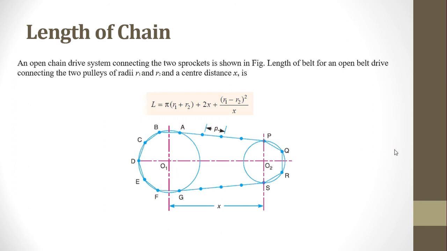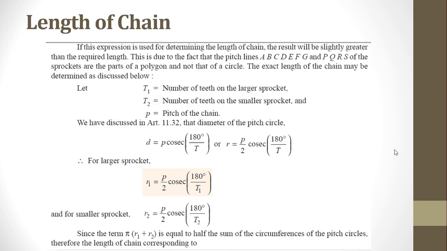Then we have a distance between the two centers O1 and O2. Now from now on we will derive the different terms. This is the master equation that we will be using for finding the length. Let's find the terms over here, different expressions.